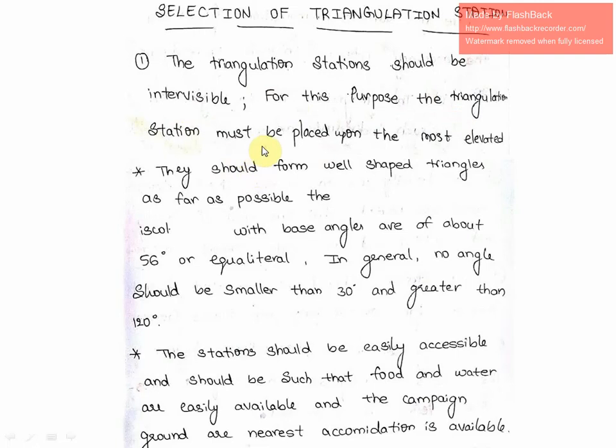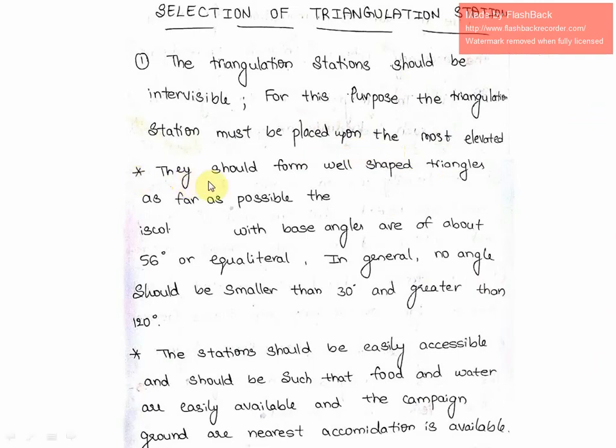So all the triangulation stations should be intervisible, because the referring points, the preceding points and following points all should be visible. If you are marking one station here, you are going to take the reading of the following station, and also the reading of the preceding station. So that's why these stations should be intervisible, and for this purpose the station should be placed on the most elevated area.